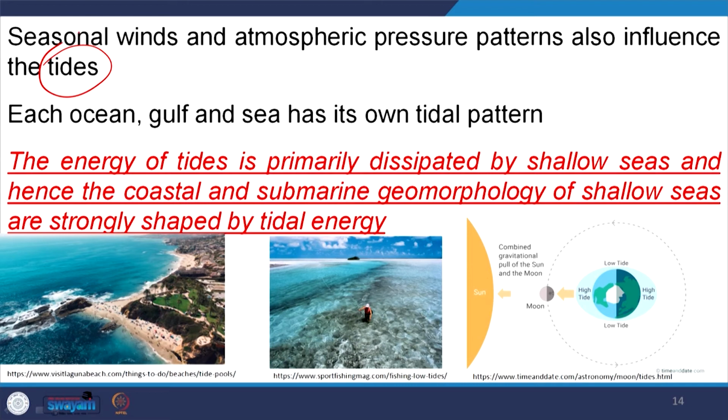Each ocean, gulf and sea has its own tidal pattern. The energy of tide is primarily dissipated by the shallow sea, and hence the coastal and submarine geomorphological processes of shallow seas are strongly shaped by this tidal energy. So, that is why tide plays an important role along with waves to shape the geomorphology of the coast.